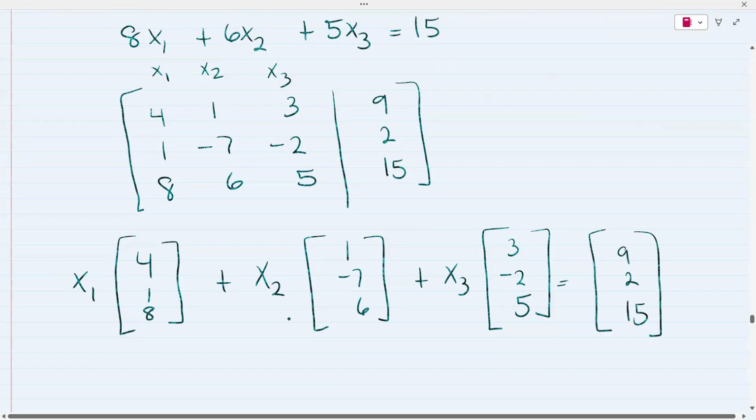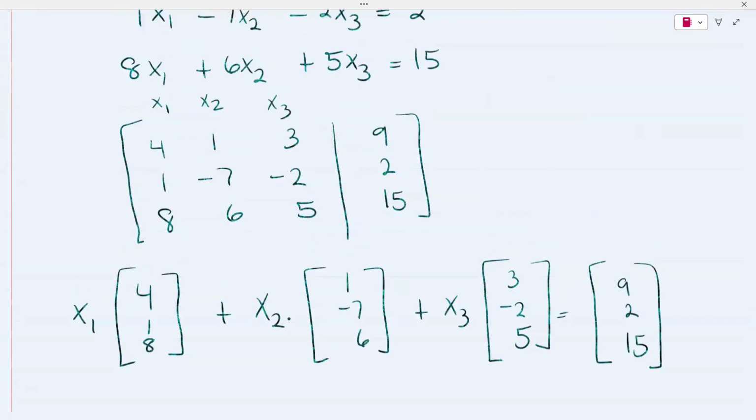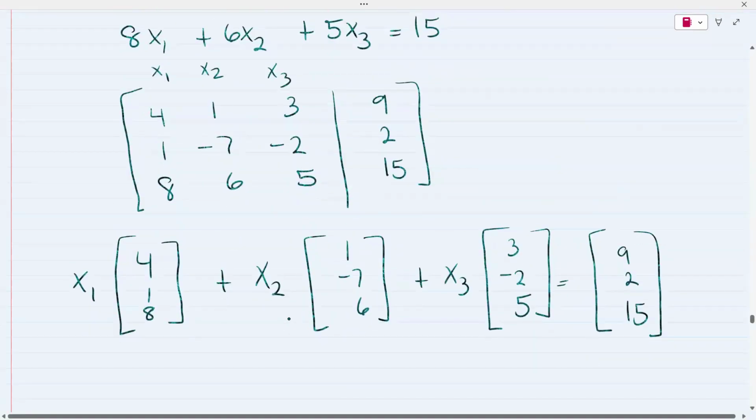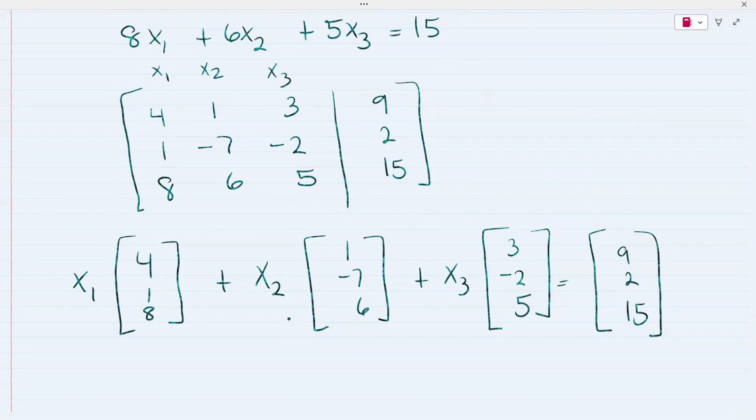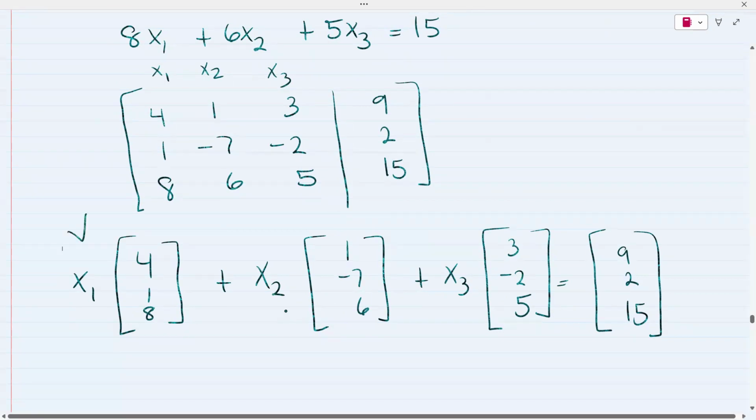You're going to have to do matrices, or you're going to have to do RREF, right? To figure out what x1, x2, and x3 are. Okay, so they just wanted to set it up like this, so this would be your answer.